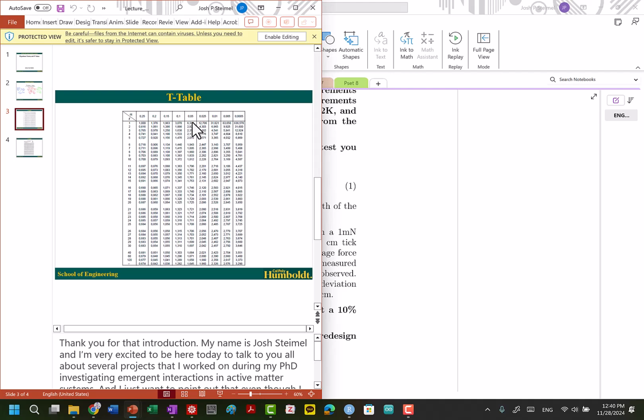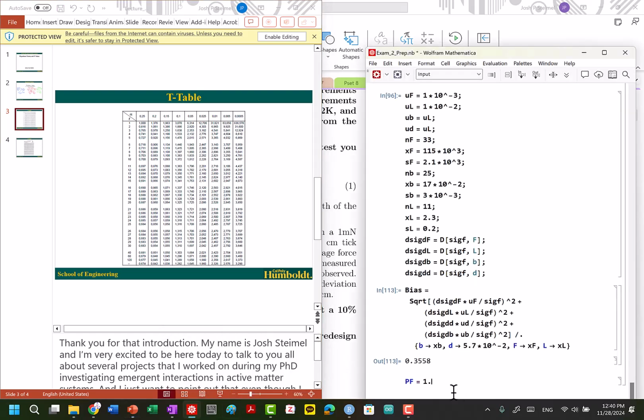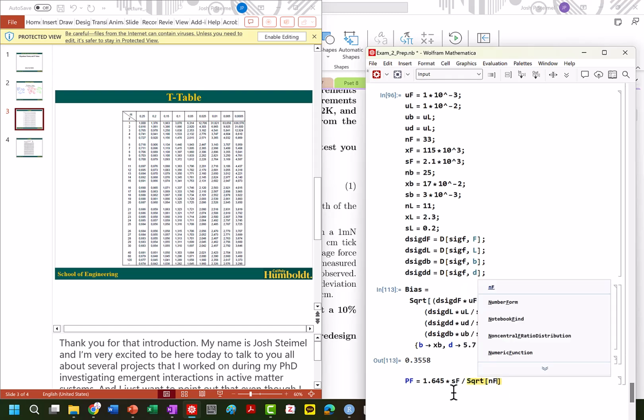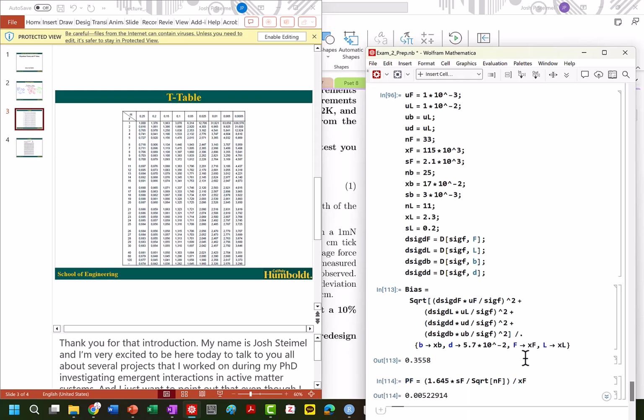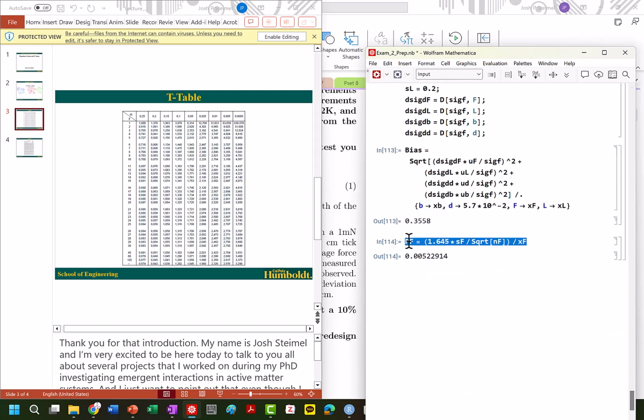actually 0.05, so 1.645. So 1.645 times my s of f divided by square root of n of f. And I'm going to pop that here, and I'm going to divide that by x of f. Excellent. And let's go ahead. That's my p of f.